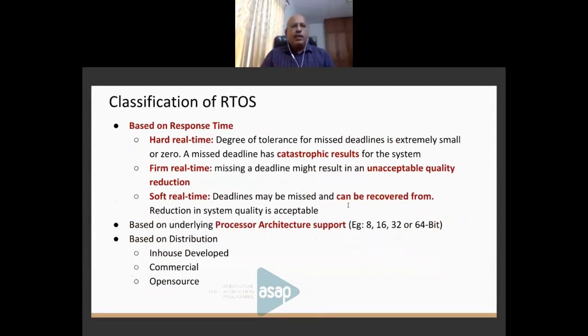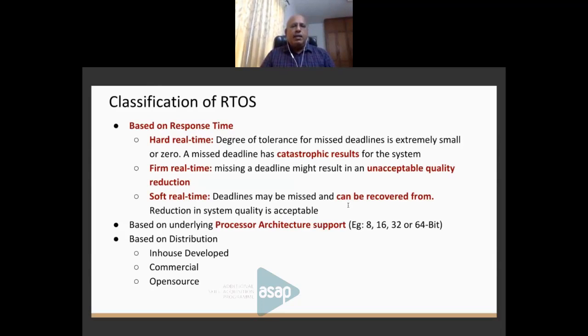Now let us understand the classification of RTOS. There are three classifications with respect to response time. As I told, real-time is very important. There are applications like that fighter aircraft which I explained, where when some trigger happens, the action has to happen within a predefined time. If it doesn't happen, it will be catastrophic. Those systems are called hard real-time systems. A missed deadline here has catastrophic results.